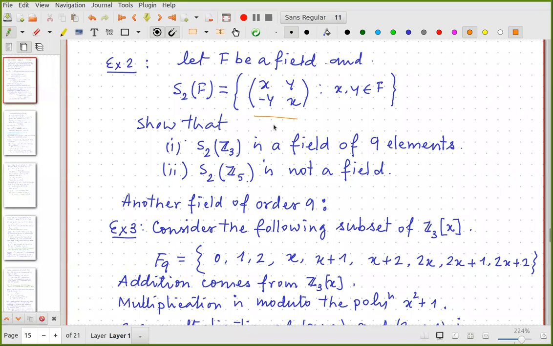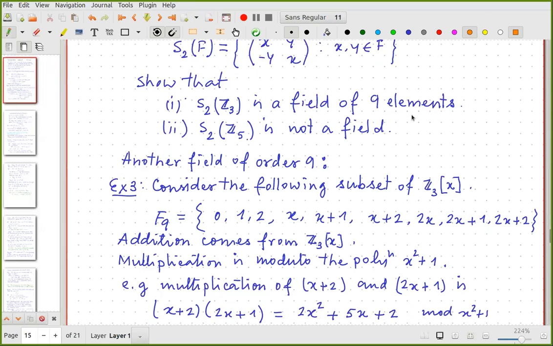So what you need to check is to just take a matrix and try to invert it. Suppose the inverse exists, then multiply these two matrices and see that if you are in Z3, then it is invertible. In Z5, it is not. So that is easy to check, and that was also an exercise. There is really nothing much to discuss, and that gives us a field of 9 elements.